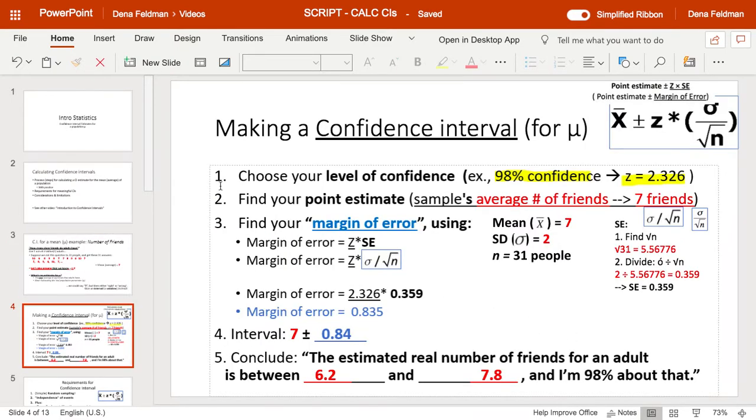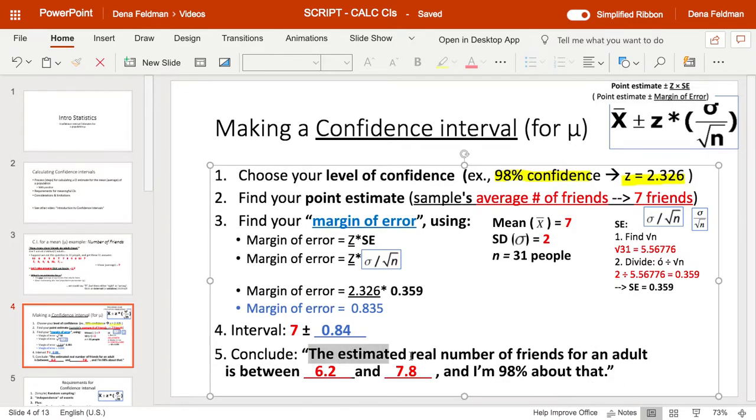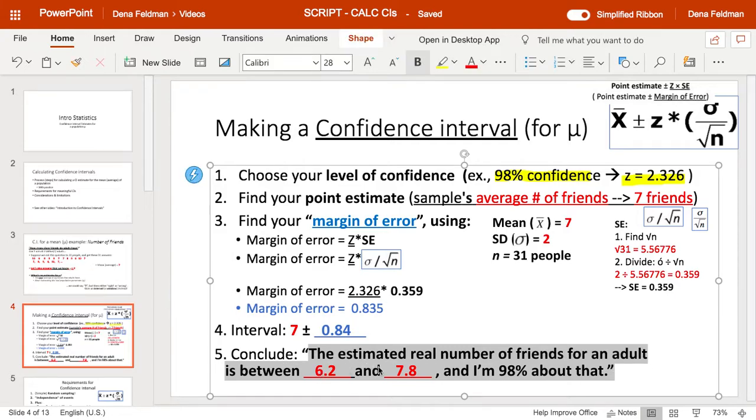So here are my steps, and here's what we do, and the answer is ultimately going to look like this. The answer is not just going to be one number, it's going to be an interval. What I mean by an interval is 2 numbers where we think that the real number of friends for an adult is between. This number and this number would be the smaller and the larger number, what we think. Instead of just giving someone, hey, 7, I think it's between this and this. So how did I find these numbers?